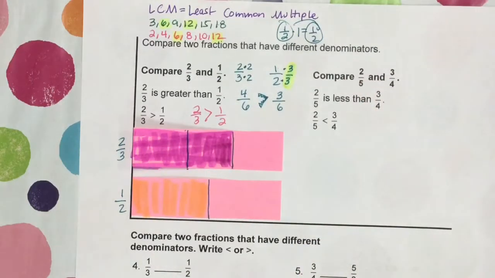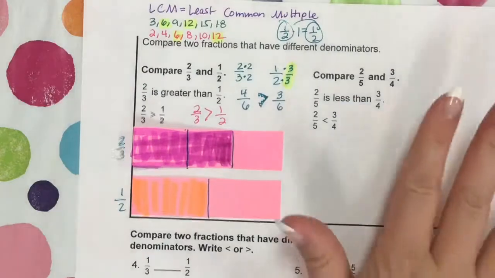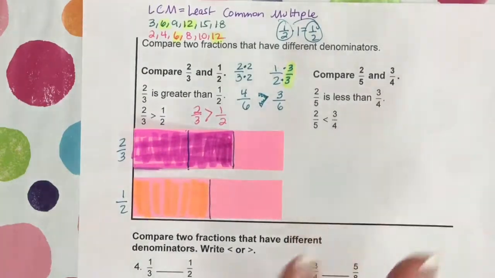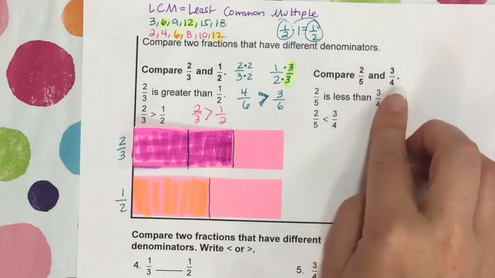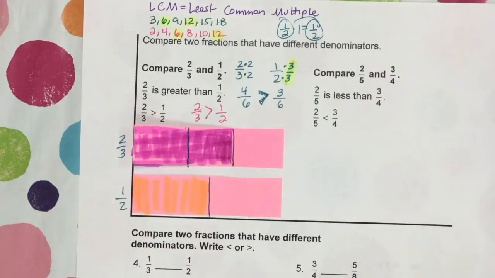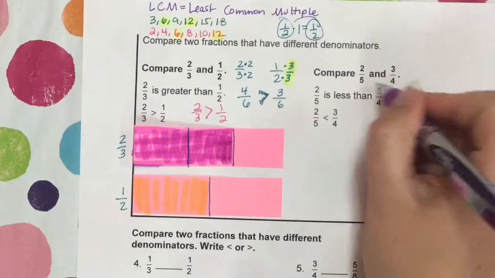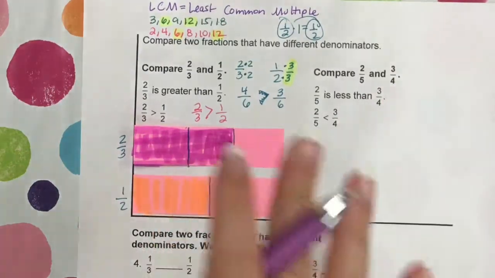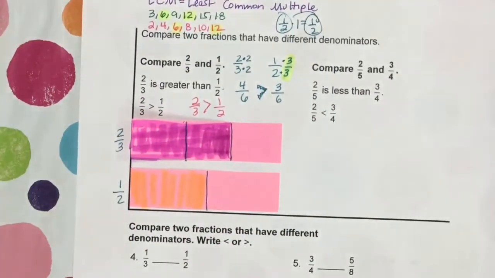2/5 and 3/4. So the first way we're going to do it is kind of just mathematically using numbers, and we have to find the LCM, remember, the least common multiple. So we're going to go ahead and count by 5s first. We got to get the same number in the denominator. So we're going to count by 5s.